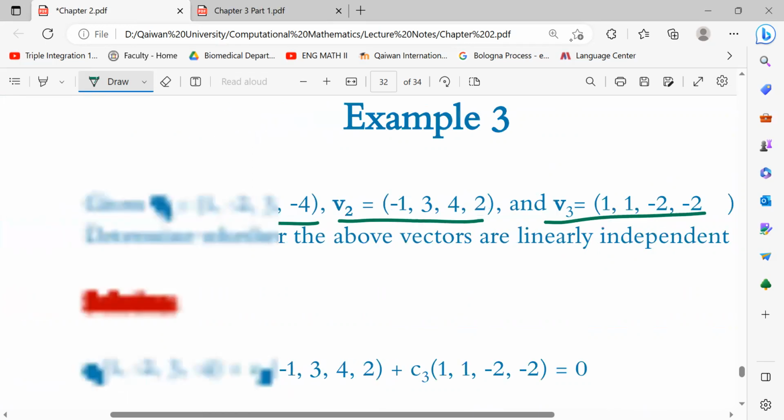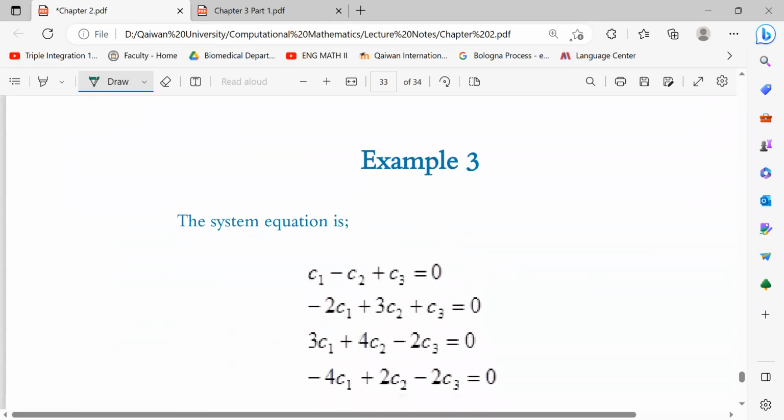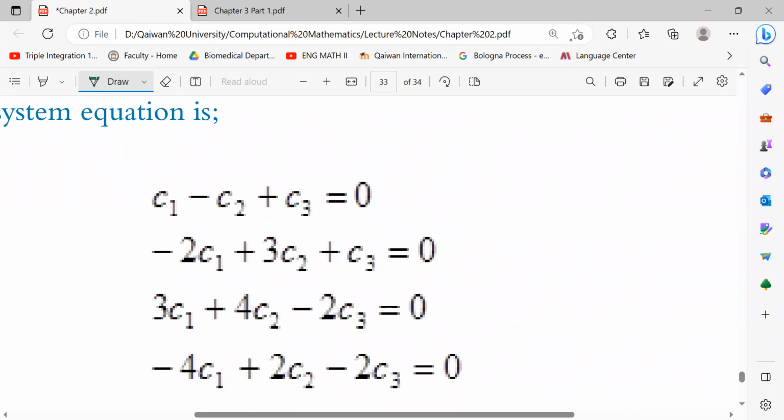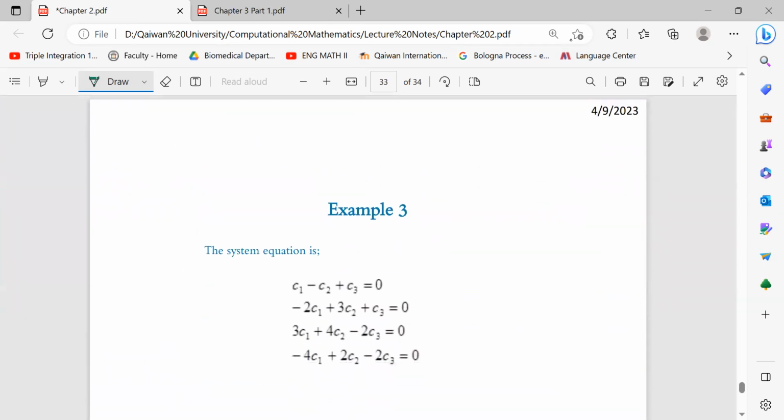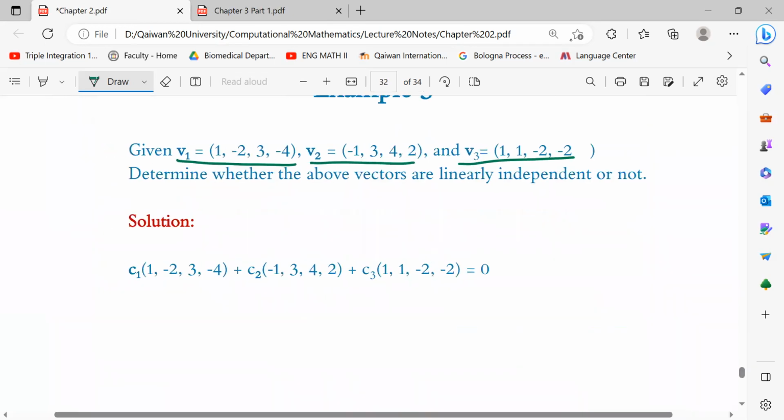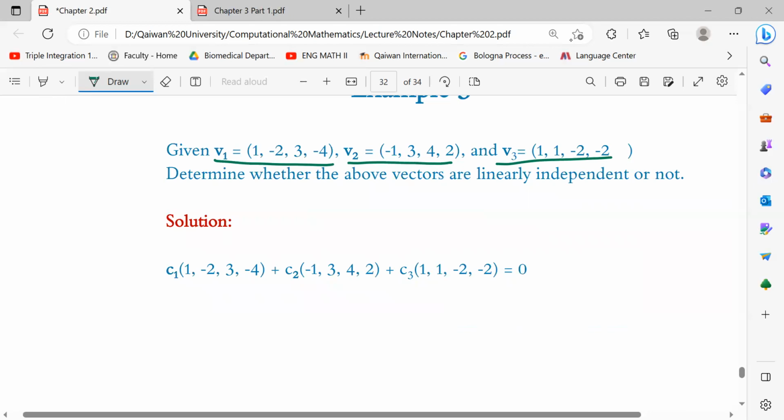Okay, it is 0. Then we write down the system. This is the system. Let me tell you how to get that system. If we multiply the first vector by C1, so the first vector is the first column, if you multiply this by C1, what do we get? We get 1 C1, minus 2 C1, plus 3 C1, minus 4 C1.